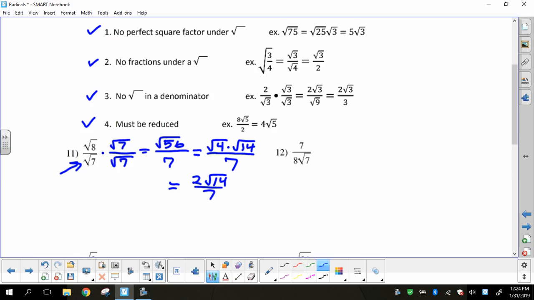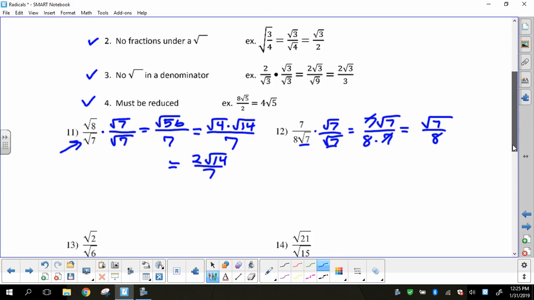Okay. Number 12, again, has a square root in the denominator. We can't have that. So we're going to multiply by the square root of 7 over the square root of 7 to rationalize that. So on top we have 7 times the square root of 7. On the bottom we have 8 times 7, because the square root of 7 times the square root of 7 is 7. And notice we have a 7 over 7 here, which is just 1. So we can simplify that. And that equals the square root of 7 over 8.